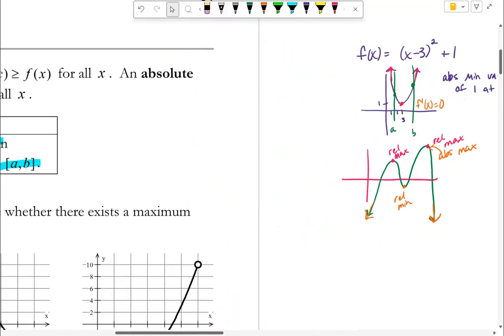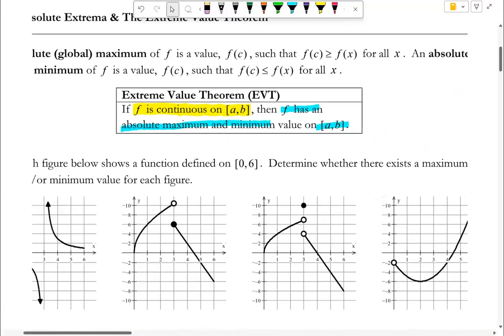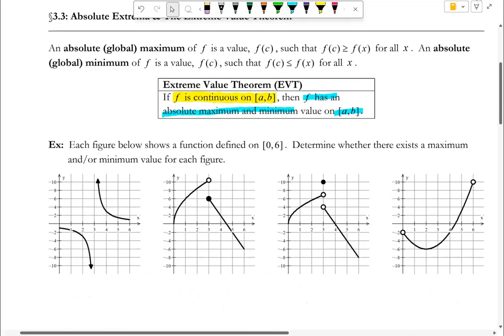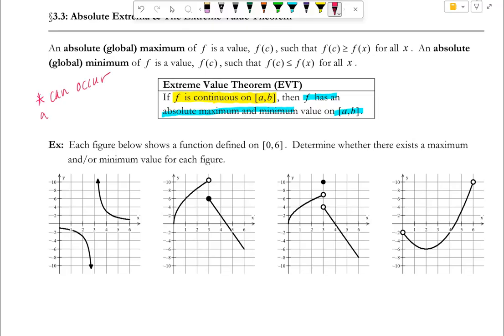So one of our takeaways is that the absolute min or max can occur at a critical value or at the endpoint of an interval. And that's going to be a big idea. So again, we want to look for where f prime is 0 or undefined, or at x equals a or b, where a and b are the endpoints of the interval.